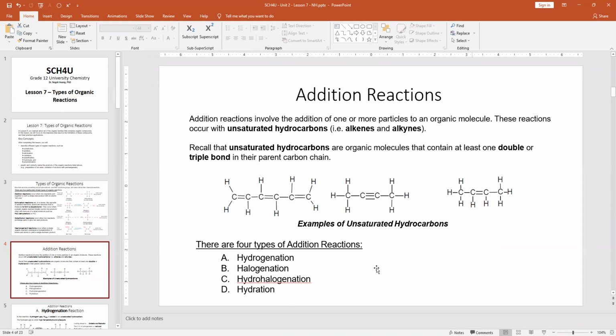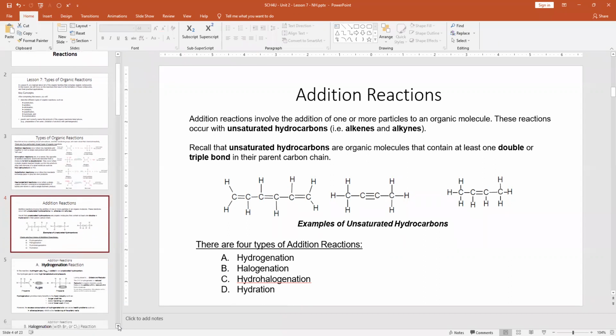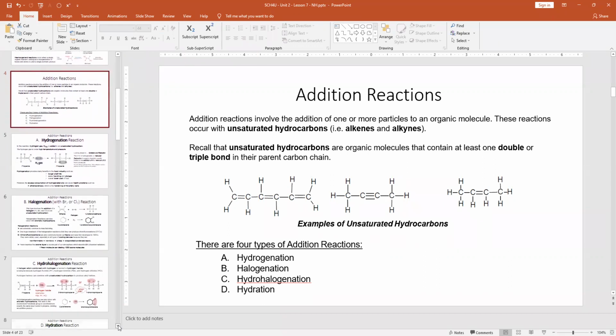So these are unsaturated hydrocarbons, alkenes and alkynes. Addition reactions come in four types: hydrogenation, halogenation, hydrohalogenation, and hydration. So these four types we will talk about in great detail in the next four slides so that you can understand what are these four different types of addition reaction and what are their products.